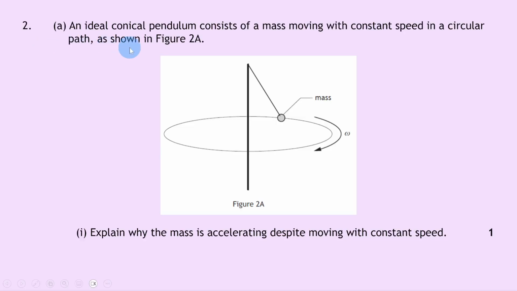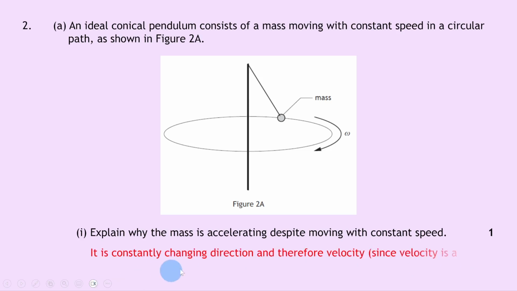Question 2 part A says an ideal conical pendulum consists of a mass moving with constant speed in a circular path as shown in figure 2A. So there's our mass moving in a circular path and it's moving with angular velocity omega. Part 1 says explain why the mass is accelerating despite moving with constant speed, and it's worth 1 mark.